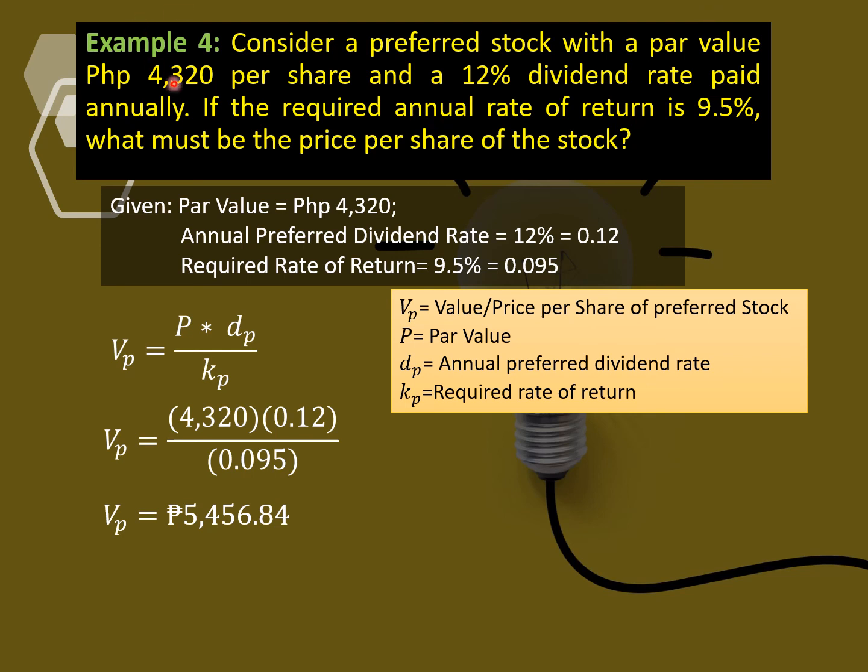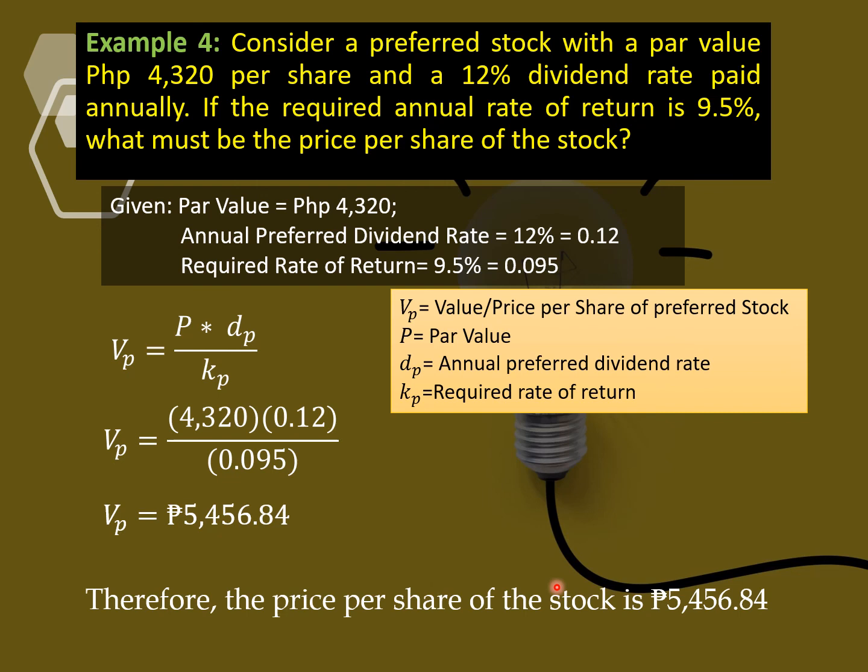So, from 4,320, tumaas siya. Naging 5,456 pesos and 84 centavos. So, therefore, the price per share of the stock is 5,456 pesos and 84 centavos. So, here it ends the discussion of stocks. So, ito na yung mga possible problems na may encounter nyo in this lesson. So, I hope you will learn something from me.